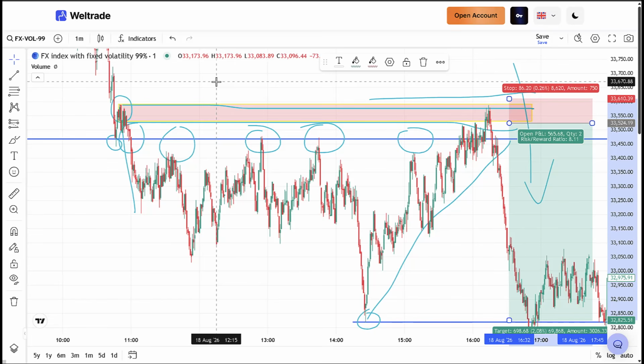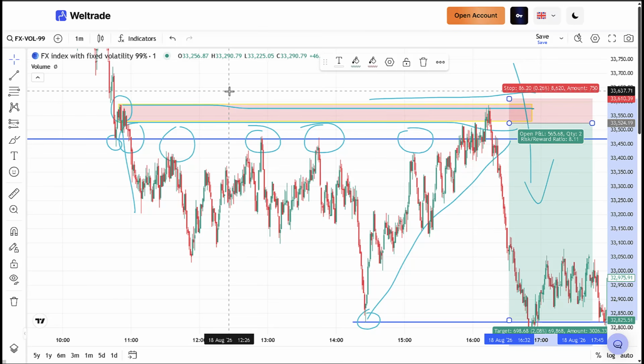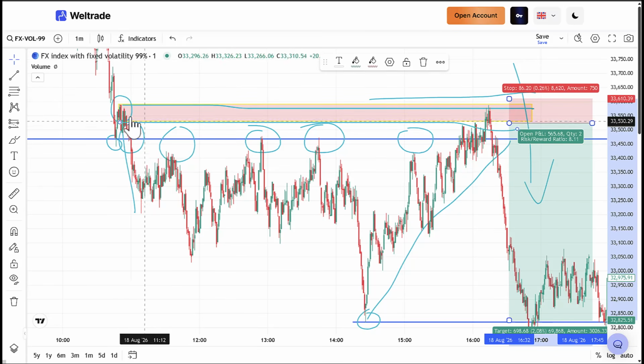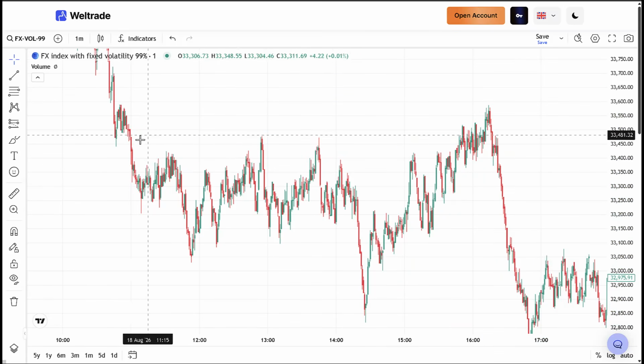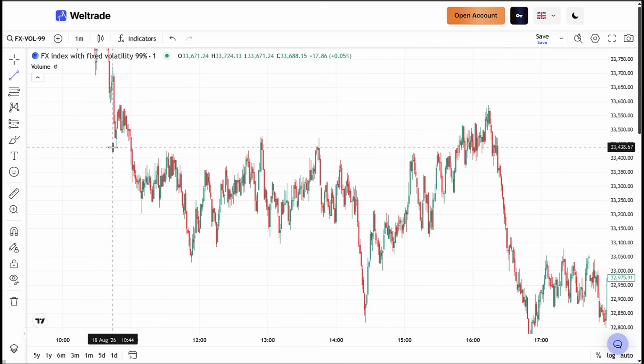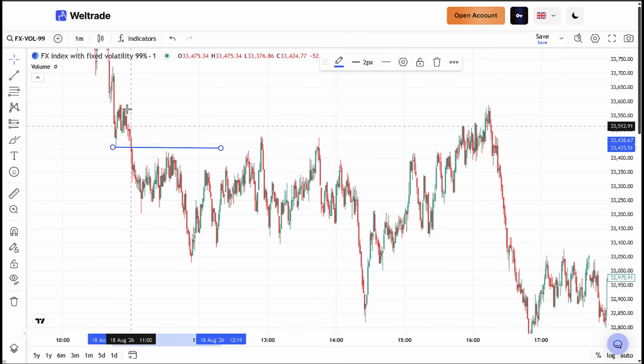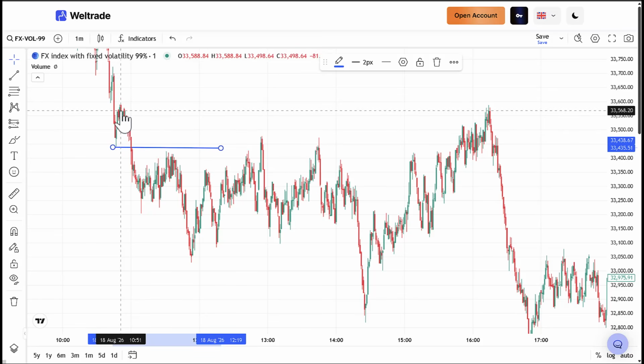So remember, the break is occurring here, so the origin of the move is in this consolidation, or in this area here. This is the origin of the move. This is what you are waiting for price to get back to, and you get your trade. So this is the valid order block.